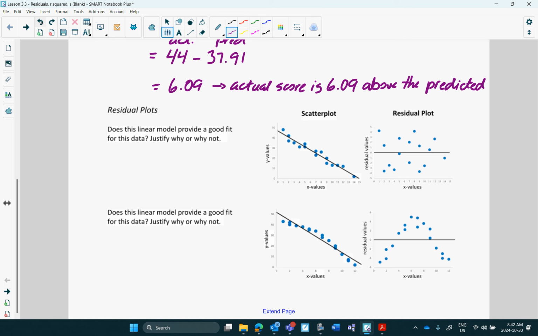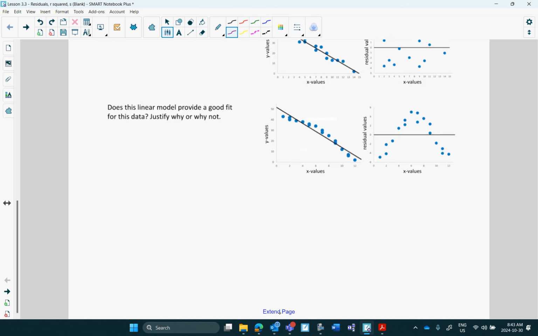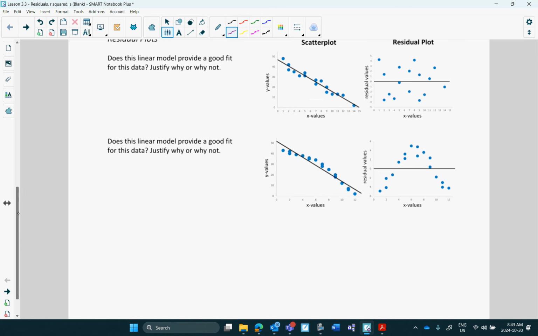But if you look at this next one, looking at the original scatter plot, ignoring the line for a second, you can see that I don't know if a line's really that good because it kind of forms a curve.